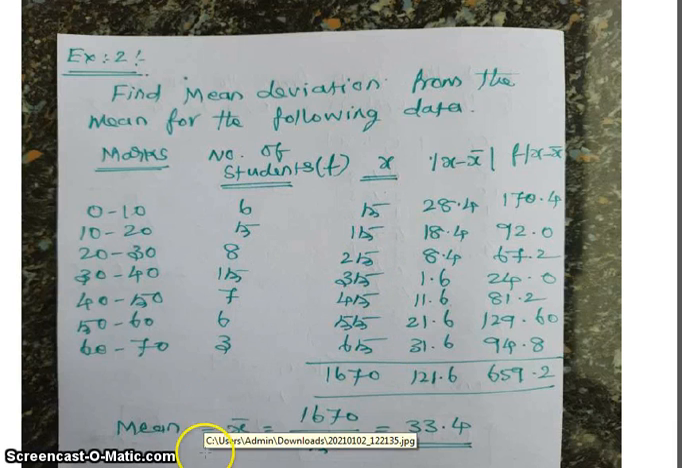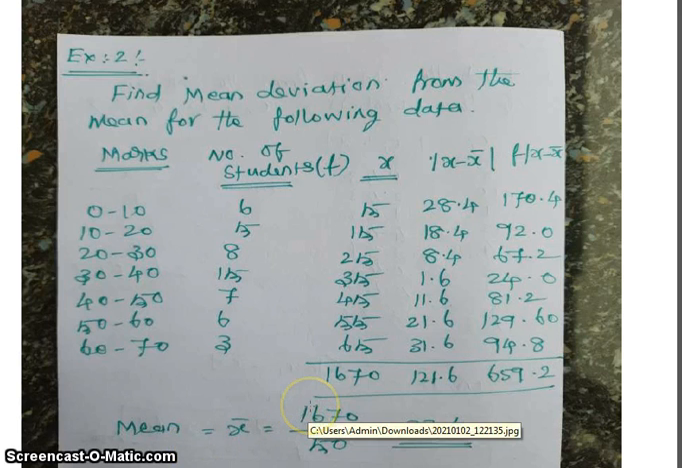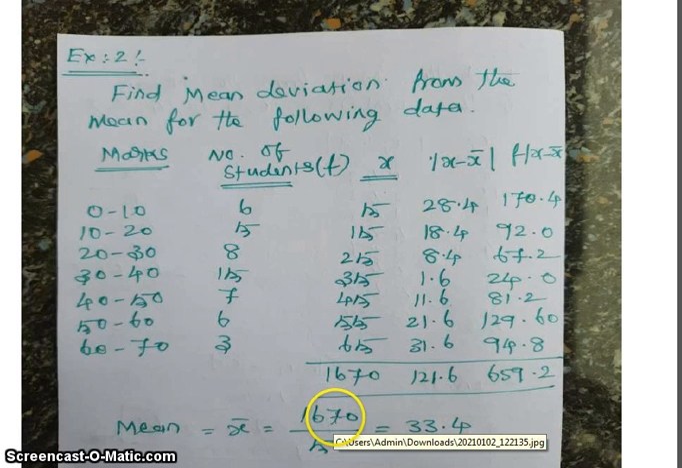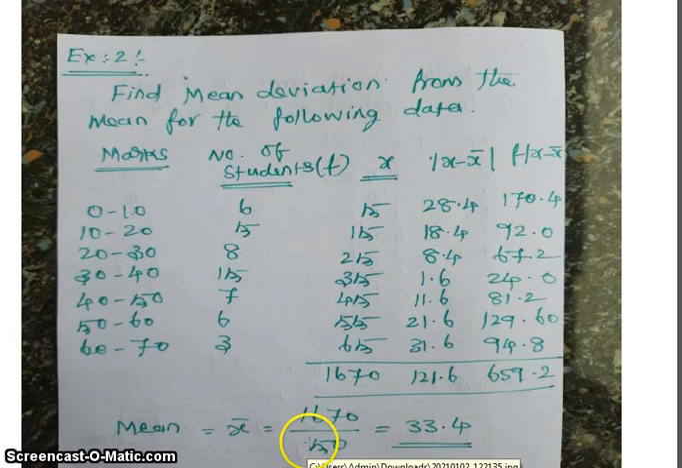First you have to calculate the mean, the average value, x bar. Mean is sigma fx divided by sigma f. So we already studied this formula. If the frequency and x values are given, the formula is sigma fx divided by sigma f. Sigma f into x, if you calculate, you will get 1670, divided by sigma f, the summation of the f values, which is 50. So you will get mean value 33.4.